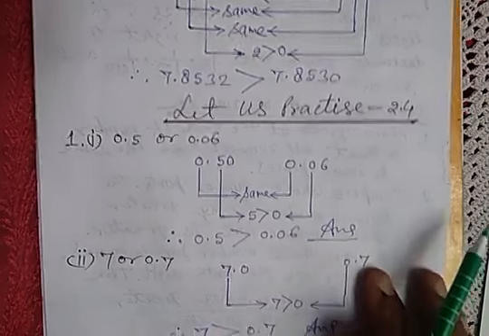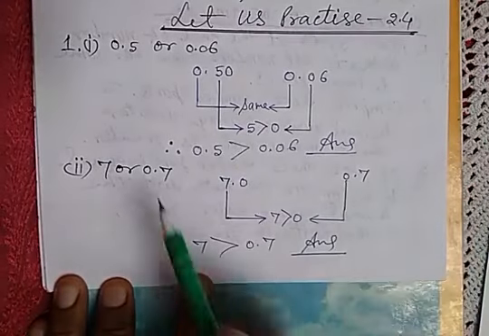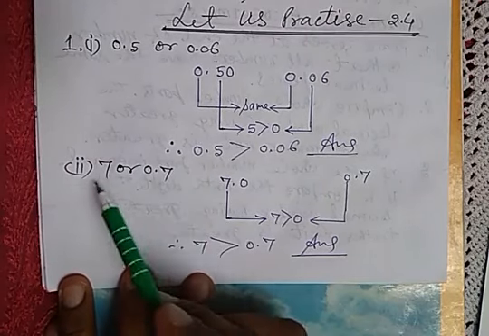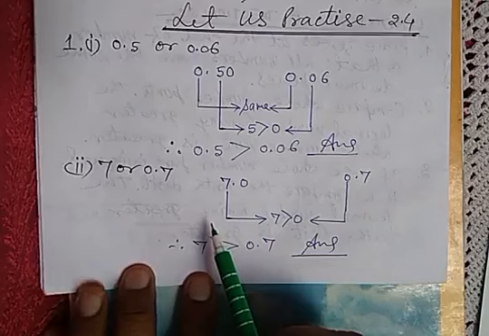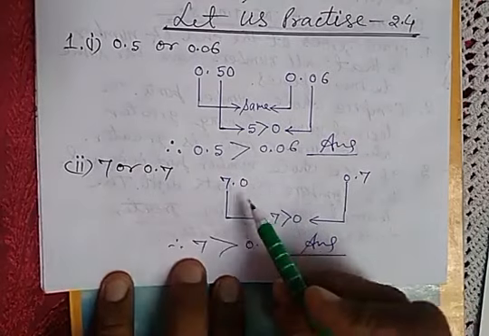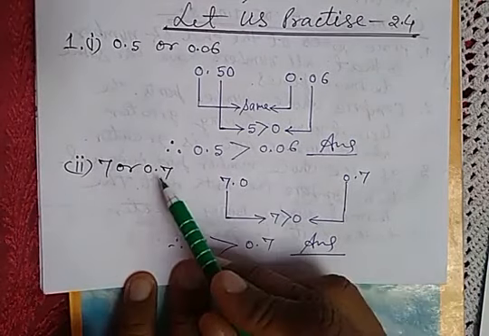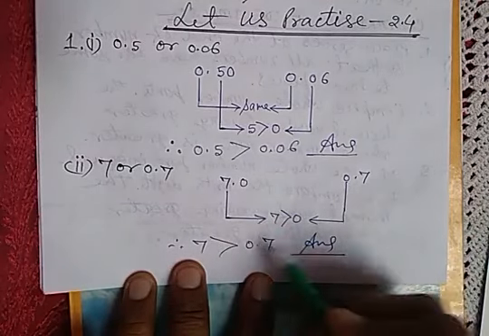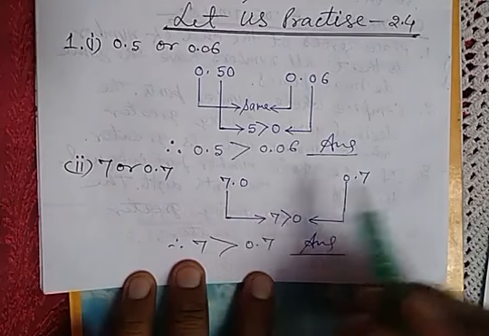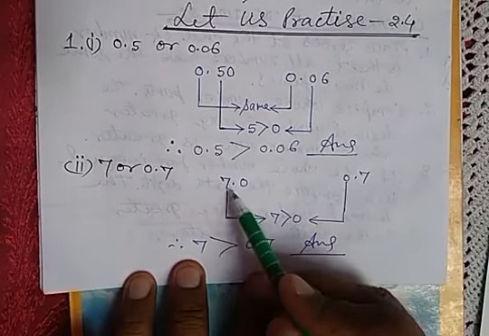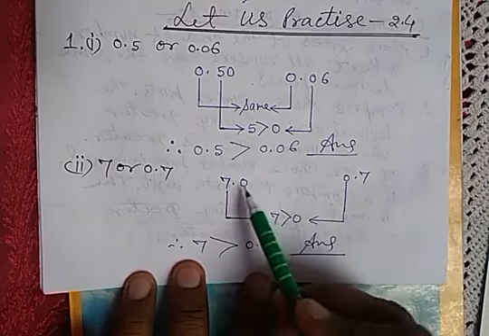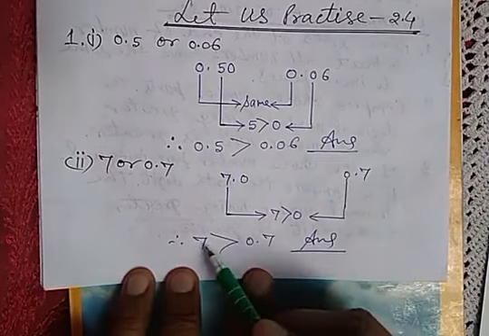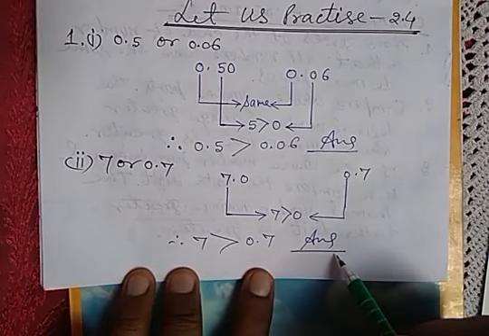This is the answer. Now, second part, 7 or 0.7. In this question, we have to find which number is greater. 7 can be written as 7.0 and 0.7 is here. We have to compare the whole number part. Whole number here is 7, here the whole number is 0. Since 7 is greater than 0, therefore 7.0 is greater than 0.7. Therefore, 7 is greater than 0.7. This is the answer.